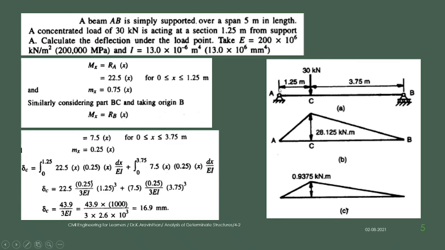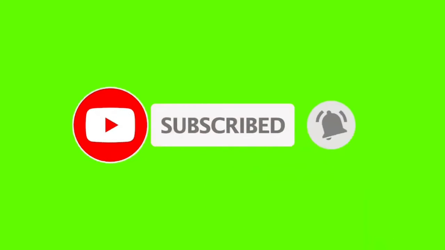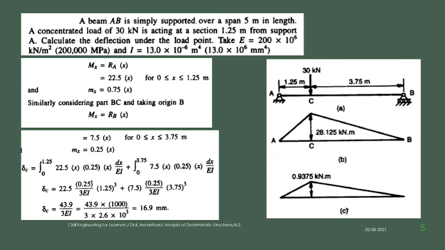We have to draw the diagram and calculate the deflection under the load point. At the point C, you need the deflection. Take E equal to 200 into 10 power 6 kilonewton per meter square and I equal to 13 into 10 power minus 6 m power 4. So these are the two components, E and I, given. Now you have to use the dummy unit load method to solve this problem and find the deflection at the point.